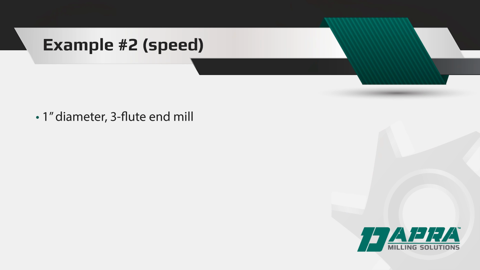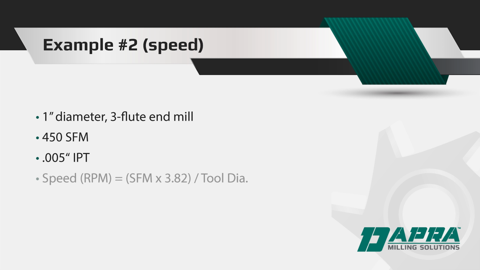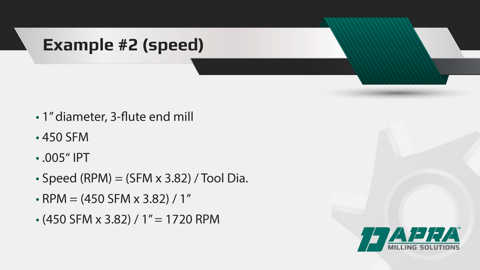How do we get our speed for a 1-inch diameter 3-flute end mill? Our catalog numbers are 450 surface feet per minute and a 5,000 feet per tooth. So again, to get our RPM, we're going to multiply surface feet per minute times 3.82 and divide by the tool diameter. 450 surface feet times 3.82 divided by 1 gives us 1,720 RPM.